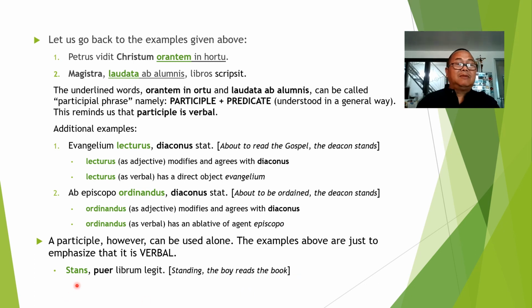Stans is a present participle modifying puer, and it is alone there. You can add to it: standing in the classroom. But it can also be just alone: stans. Okay, in your example, Petrus vidit Christum, you can also say just orantem, period. So it can be used alone. These examples are given just to show that participles are verbal. Okay?